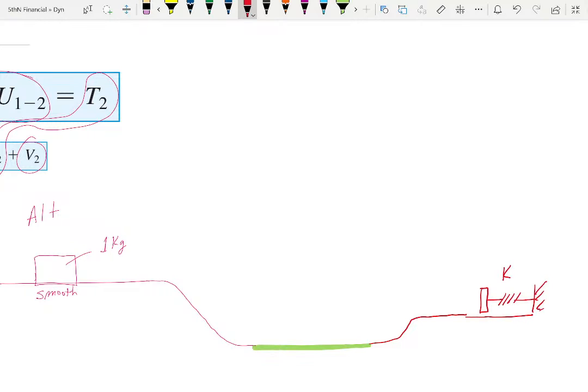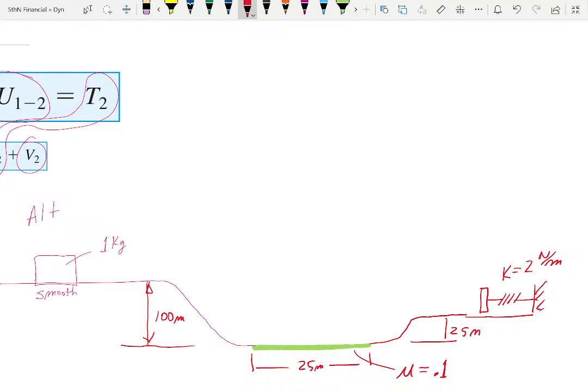So the spring stiffness K is equal to 2 newtons per every meter that you squish it. We're going to say this little section is 25 meters long, and the mu here is going to be 0.1. It doesn't have a lot of friction, but it does have some friction. We're also going to say that this height, which might not be to scale, is 100 meters, so it's pretty tall. And this height is 25 meters.